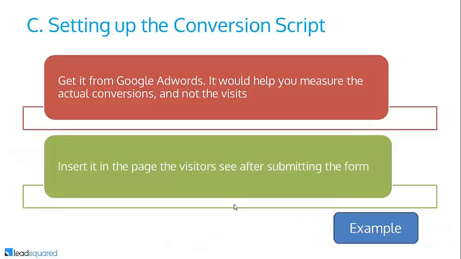Now let's come to the third part, which is setting up the conversion script. You can get it from Google AdWords, as Shubhi had explained earlier. It would help you measure the actual conversions that happen on your landing page and not the visits. You should insert it in the page the visitors see after submitting the form.